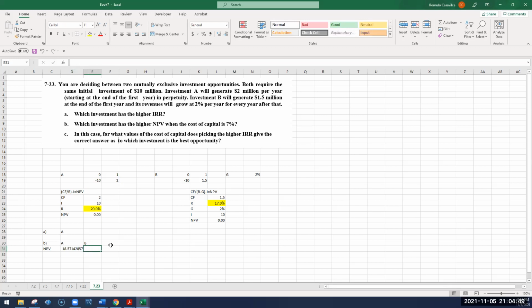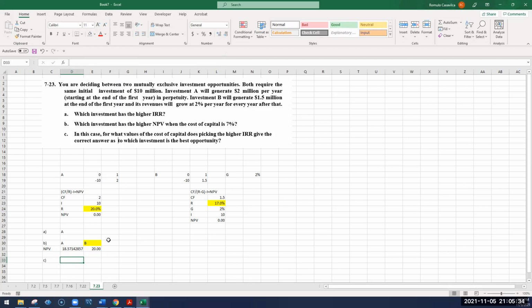For B, you have to divide this by 7% minus the 2%, minus the investment, which gives 20. So Project B wins, it has the highest NPV. You would just type B. You will not type any numbers, you just type B.